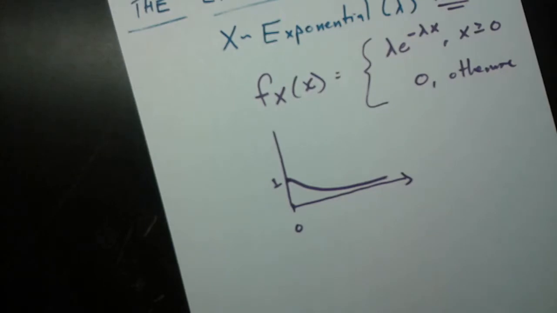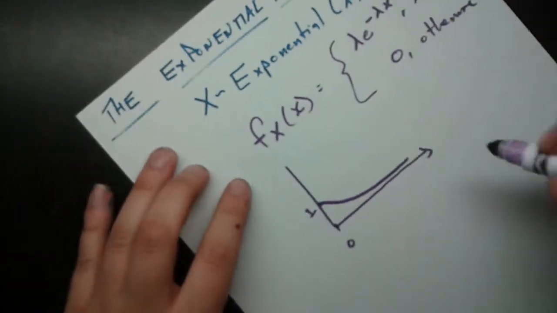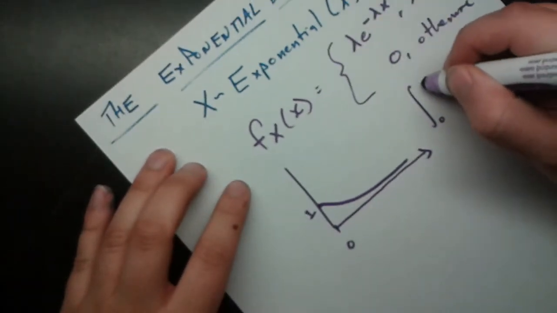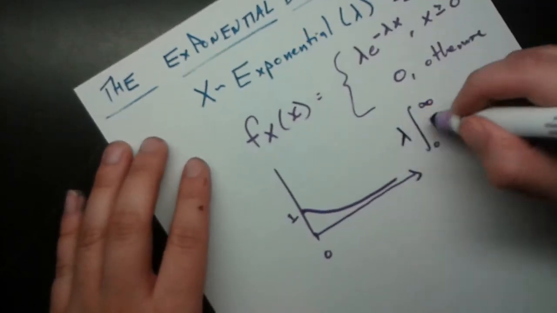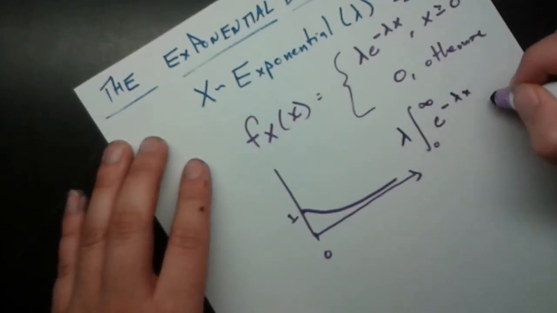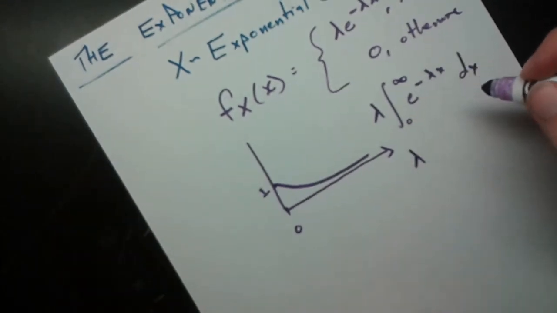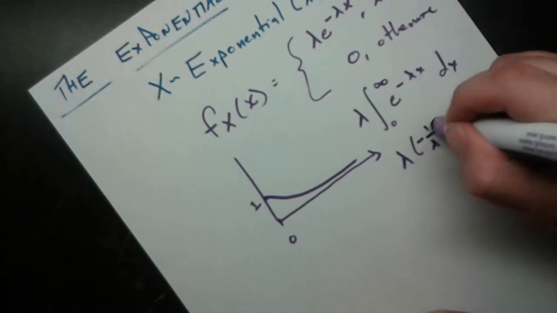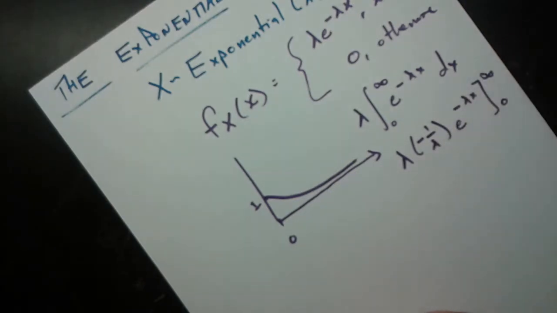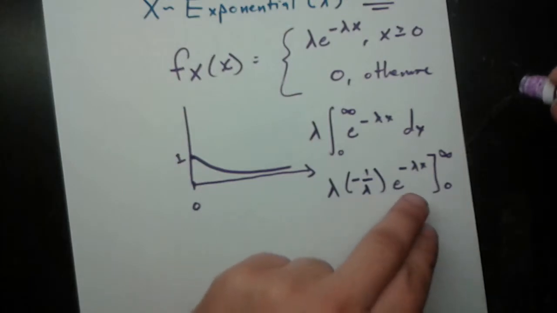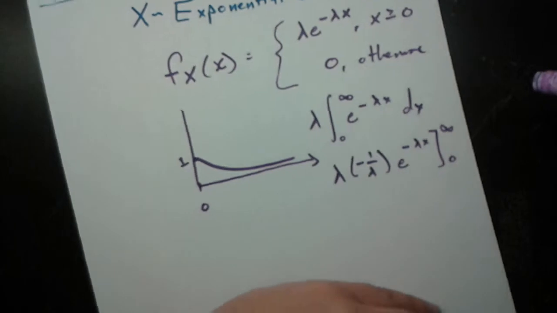To do a quick reality check, we should definitely check that this PDF does integrate to 1 over 0 to infinity. So if we take the integral from 0 to infinity of lambda e to the minus lambda x dx, let me pull lambda out front. This e to the minus lambda x integrates as minus 1 over lambda e to the minus lambda x, evaluated from 0 to infinity. We're going to have to do a lot of these e to the minus lambda x, 0 to infinity calculations, so it's important that you realize how to do them.